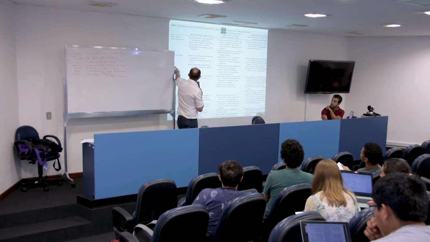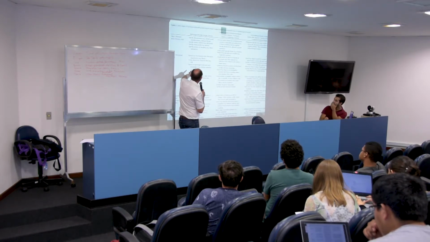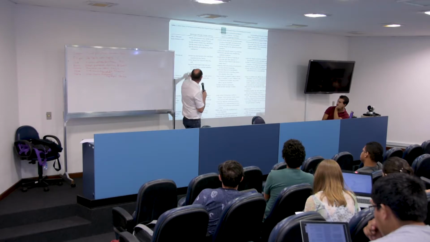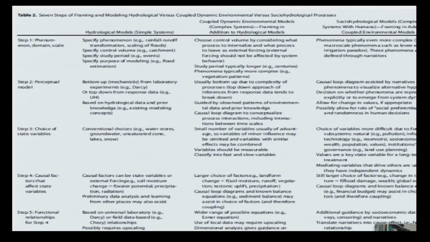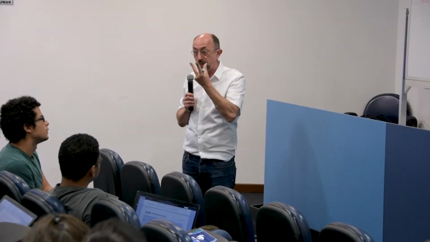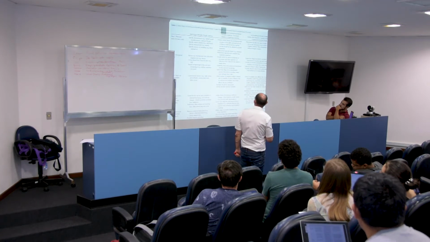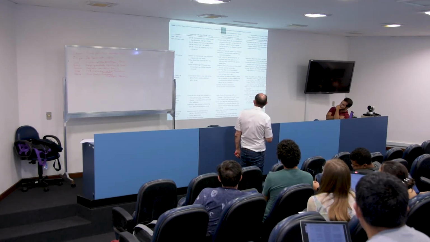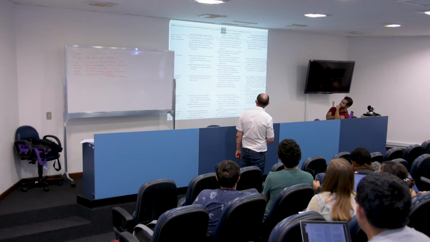The perceptual model. So a perceptual model can be bottom-up or top-down. Bottom-up, if I represent individual components, and then I combine the individual components in a way I think is appropriate, then you get the system outcome. That's bottom-up. Top-down is the opposite. I start from the entire system's response, in bottom-up or top-down, guided by observed patterns of the environmental data.